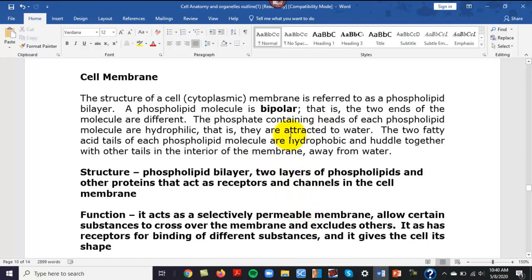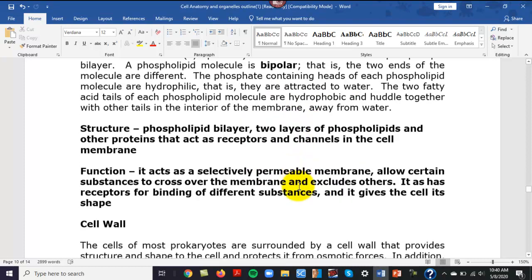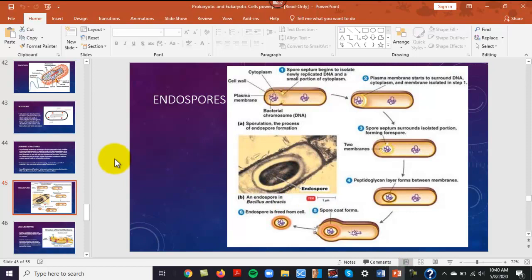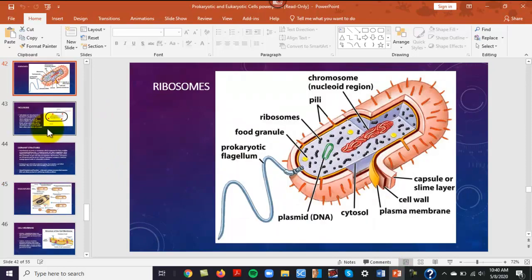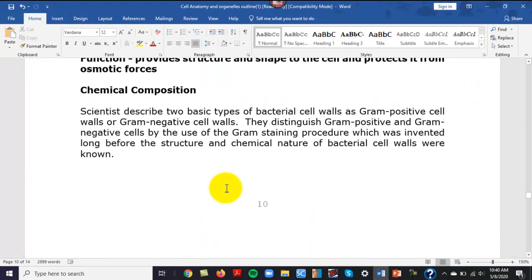Cell membrane, we did cover that with the eukaryotic cell. It's the same thing as a eukaryotic cell membrane. It's two layers of phospholipids. Like I said, the cell wall is a rigid outer layer.